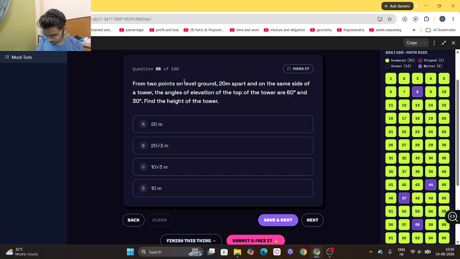Tan 60 degree is root 3. AB upon X is equal to root 3, and AB will be root 3x. Now tan 30 degree is equal to AB upon BD, which is 1 by root 3 is equal to AB, which is root 3x upon x plus 20. So x plus 20 is equal to 3x and x is equal to 10. Height of the tower is 10 root 3.